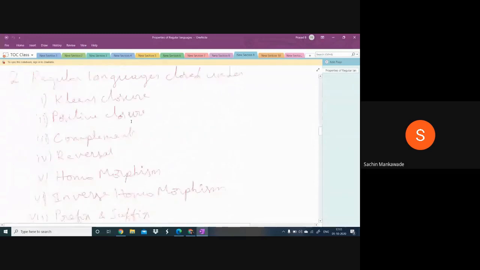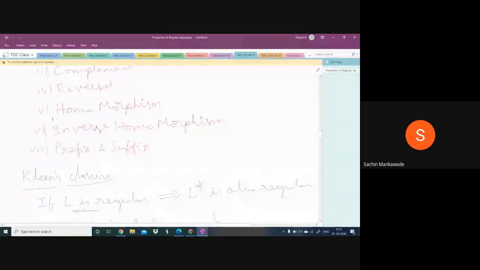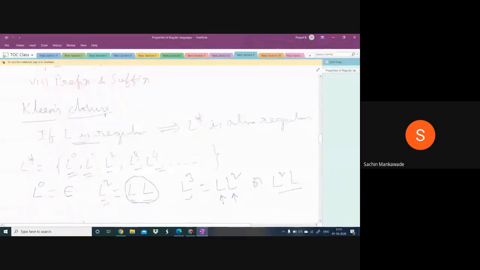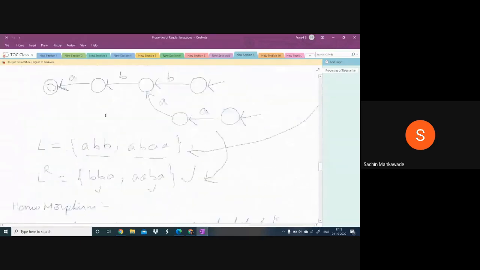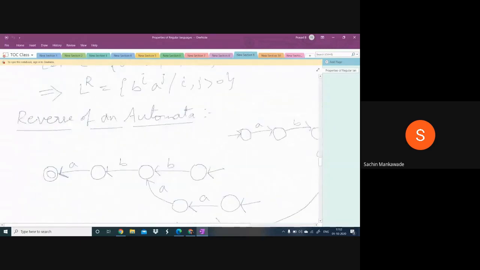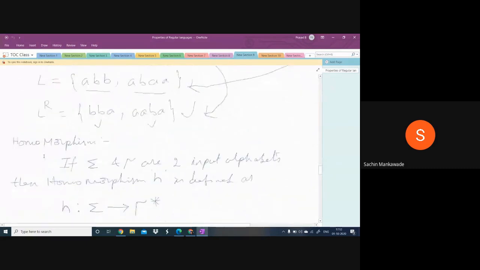What was the last property? Yes. So homomorphism. Did I say the reverse of an automata? Interchanging the final and initial states and changing the direction of the arrows.